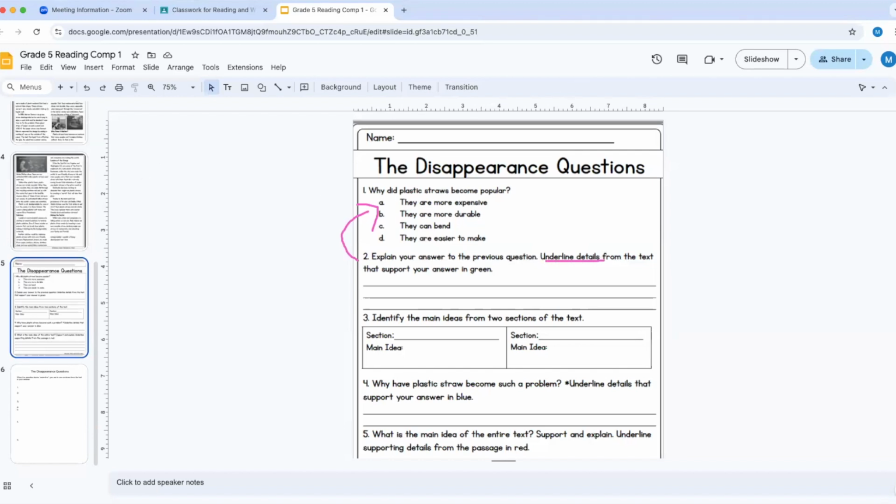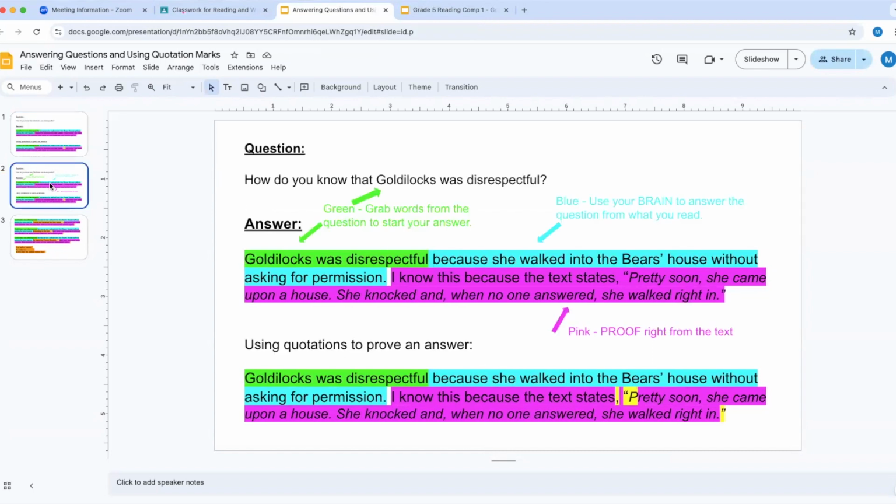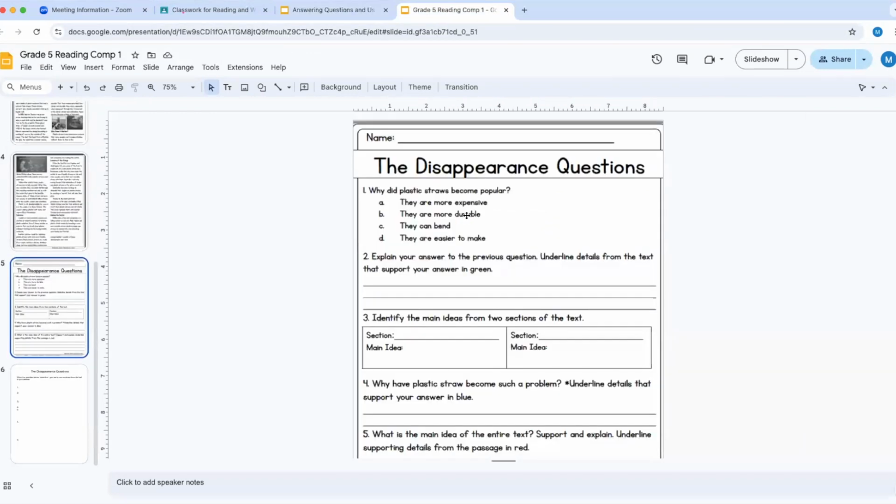Number 2 says explain your answer and underline the details. So basically you have to answer it the way I'm showing you. You have to give your answer. And again, green, start the answer. Blue, give me the actual answer. And pink, prove it from the text. So maybe you say plastic straws became popular because they're easier to make. So then your answer for 2 would be: plastic straws became popular because they're easy to make. I know this because the text states, and find the evidence from the text, just like here.